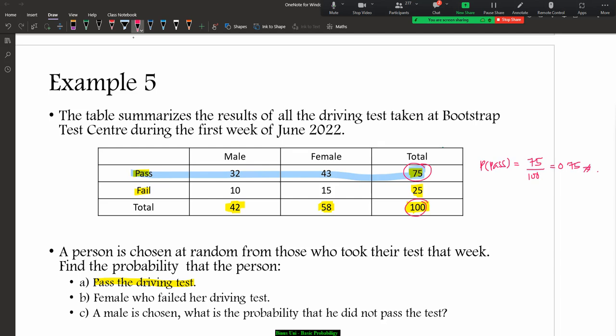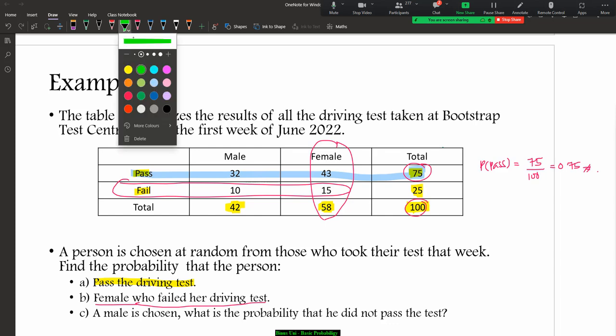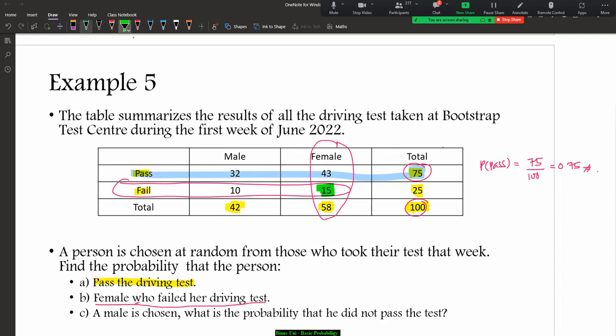So now let's look at females who failed their driving test. Female, this one, and failed the driving test. So this is the outcome, the number, which is 15. So female and intersect fail, this is the probability that we want to find. So this one should be 15 divided by 100, which is equal to 0.15. So this is a direct calculation.